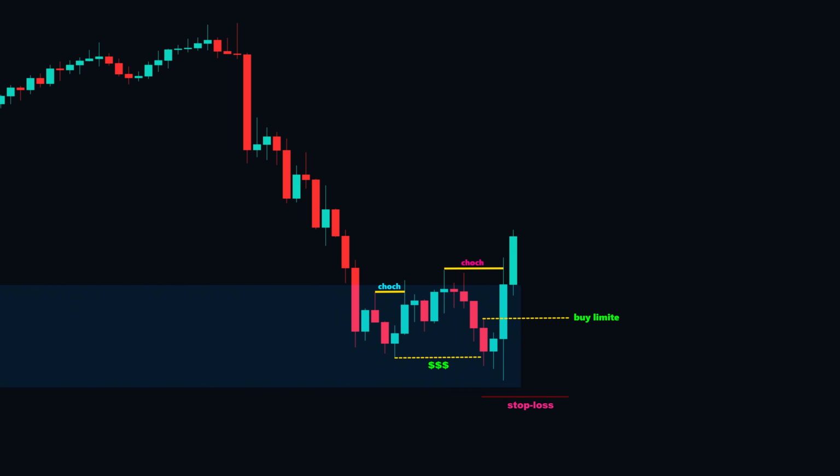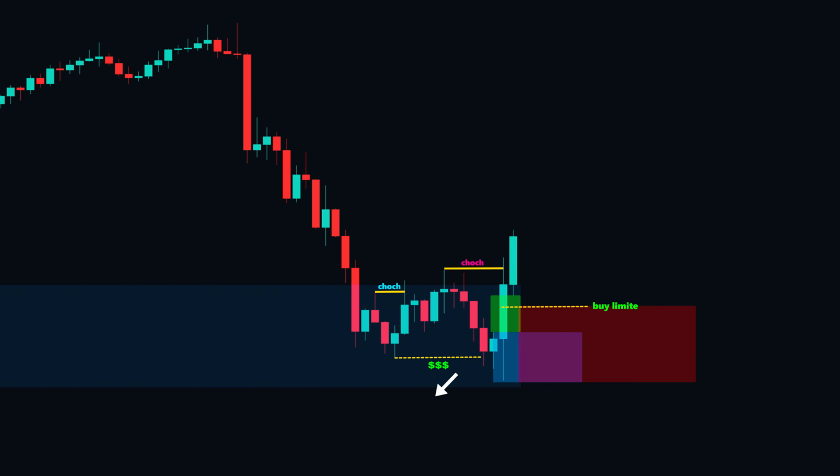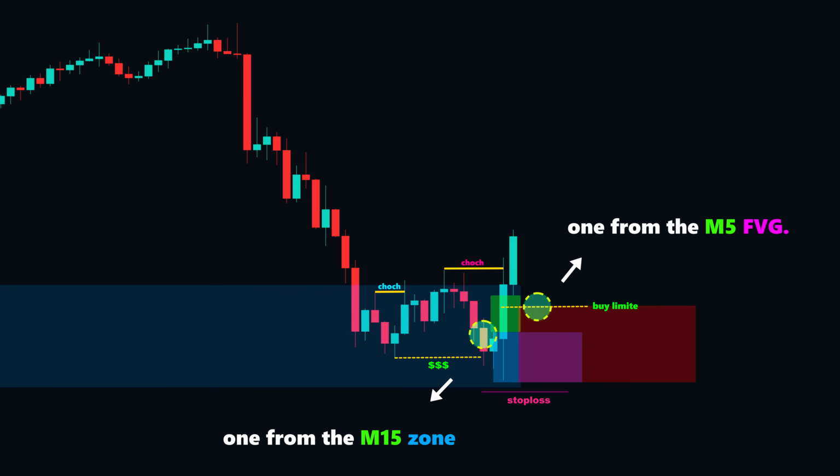Here's how. After the structure shift, we wait for another pullback. On M5, we see a small demand zone within a fair value gap. So instead of waiting for a deeper move, we place a second buy limit at the FVG. Stop loss goes below the M5 structure. That's a double confirmation entry. One from the M15 zone plus one from the M5 FVG.